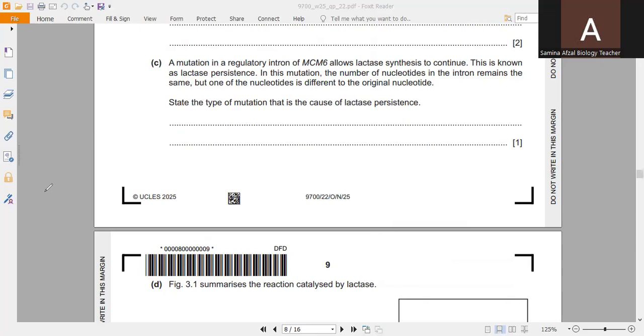So here it specifies that the number of nucleotides in the intron remains the same, but one of the nucleotides is different to the original. So this indicates that one base has been swapped for another without adding or removing any genetic material. So when we identify gene mutations, we can see that this is a type of substitution. The type of mutation is a substitution.